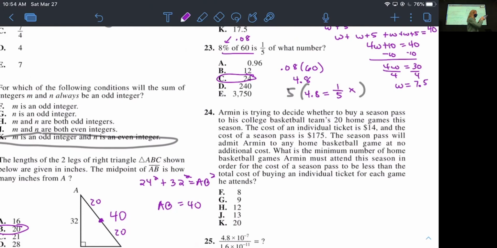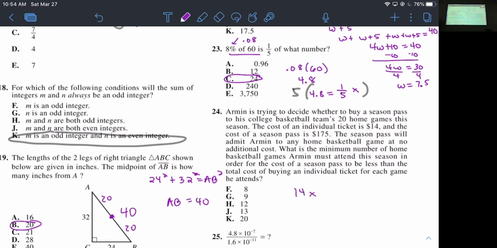Okay, well, 14 times X, we want the season pass to be better, so we want the 175 to be a better deal. So we want the 14X to be better. We can divide by 14, divide by 14. What's 175 divided by 14? 12.5. So if he attends 12.5 games, which is not possible, they'd be the same price.